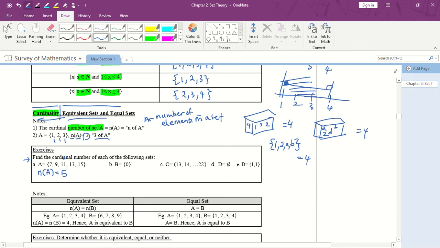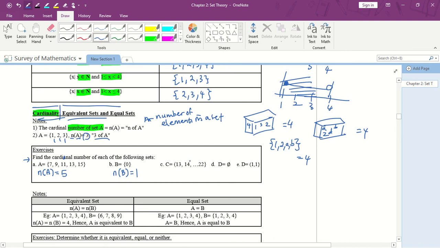Let's look at here. B is equal to, inside, there's a 0. So is this an empty set? The answer is no, because 0 is one of the elements. So you can say that the number of elements in set B is 1. Why 1? Because there's one element here, which is 0. Okay? So let's look at this one.